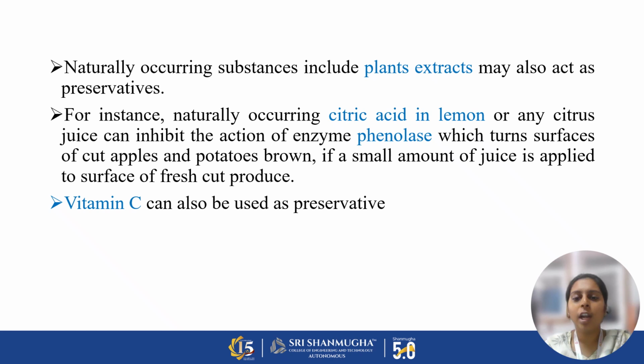If a small amount of lemon juice is applied to the surface of fresh-cut produce, it acts as a preservative. It does not change the color to brown. So vitamin C can also be used as a preservative. It is an example of a naturally occurring substance.